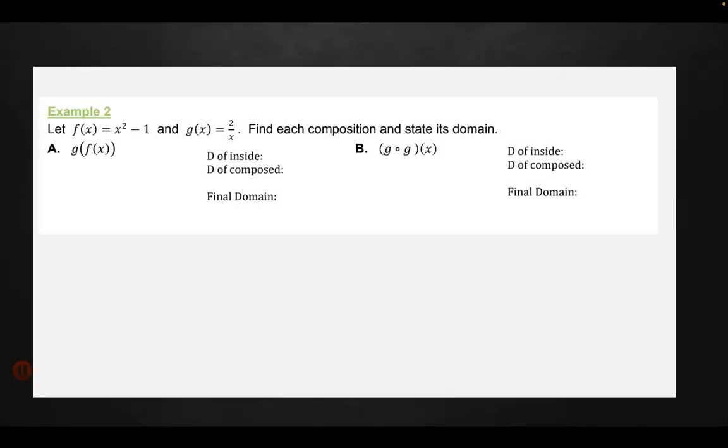Now here we have example 2. We're looking at f of x being x squared minus 1, and g of x as 2 over x. Again, we want to find the composition and then the domain. My inside function is f of x. Notice that is a quadratic function, x squared. Think about a parabola: parabolas always have a domain of all real numbers.